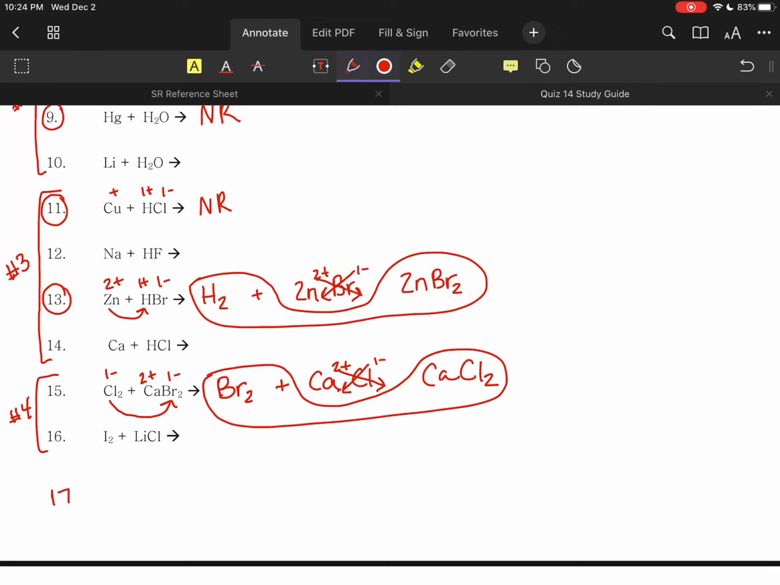And I'm going to give you one more just so you can have the practice. So let's do fluorine plus potassium bromide. There we go. So now maybe you can try that one as well as number 16. And that way you can see one more of this rule number 4.